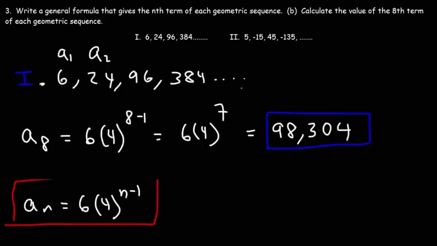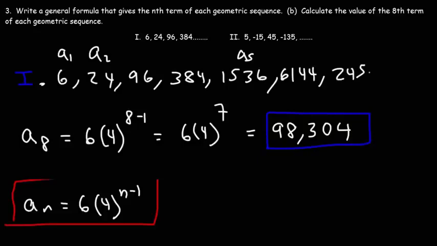So that is the value of the 8th term. And you could confirm it. If you keep multiplying these numbers by 4, you're going to get it. 384 times 4, that's 1536. That's the 5th term. If you times it by 4 again, you get 6144. Times 4, you get 24576. And then times 4 gives you this number.